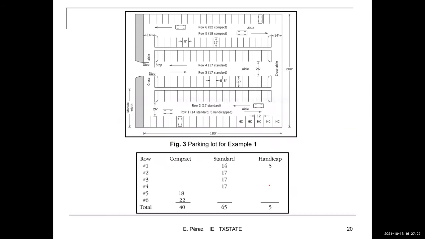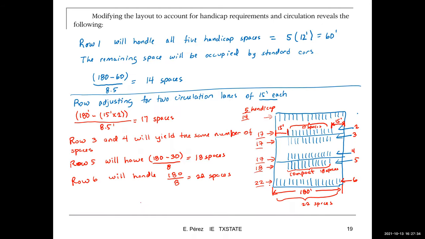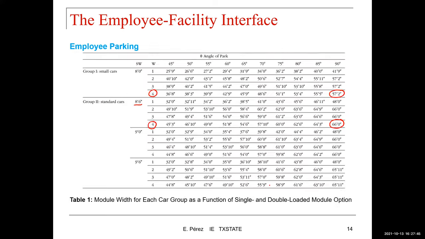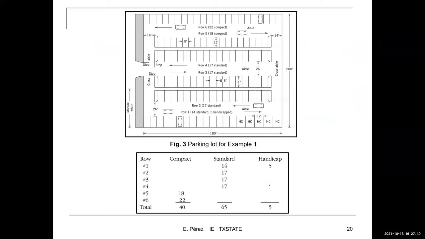So this will be our final design. You see, we were using W4. W4, you remember, has a walk aisle. So we wanted that walk aisle in this design. So that's what you are observing here. You have a walk aisle, another walk aisle here. And here is where you have the handicap, the five spaces, and the 14 standard cars, another 17 standard cars, 17 standard cars here, 17 standard cars here, and then the module for the compact cars that fits 18 and 22 at the top.